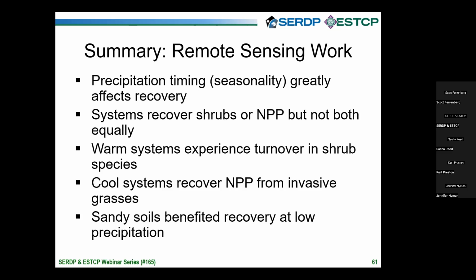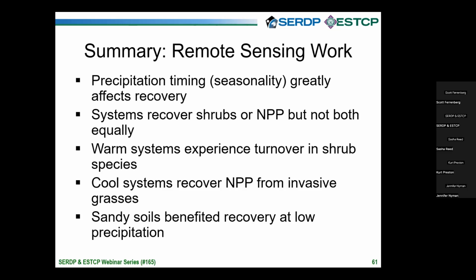The warmer systems experience high turnover in the shrub species, and that is still greatly affecting their productivity, their ability to capture carbon, move it into biomass, and get it below ground. That would also in some ways affect the propensity of the system to hold water and resist erosion.